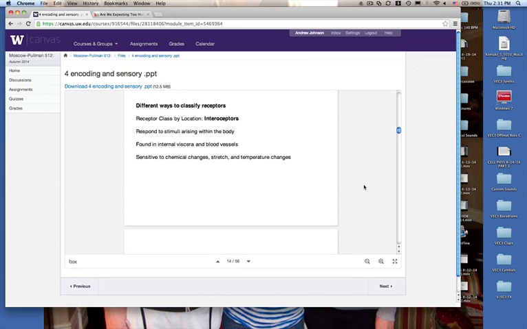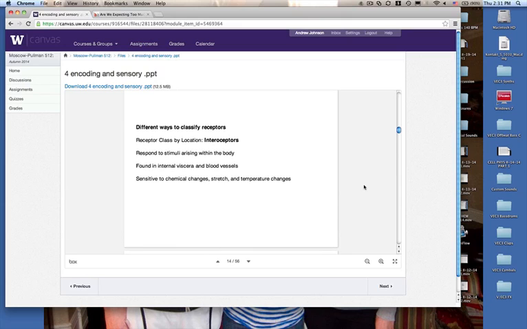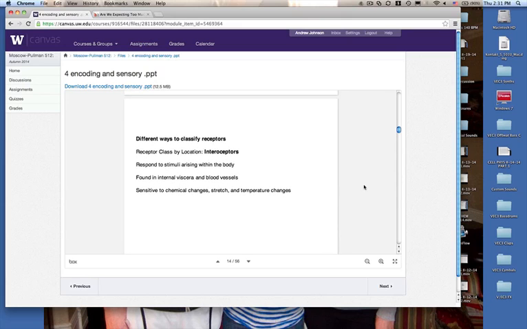So if we have exteroreceptors, we better have interoreceptors. So we have receptors that are located within the body. These might be in the viscera. What are your viscera? Your organs, and your blood vessels. So you need receptors in your blood vessels to see how far they're stretched out, and then those can give feedback to regulate blood pressure, for example. So these might be sensitive to chemical changes, to stretch, to temperature changes. So exteroreceptors, interoreceptors.